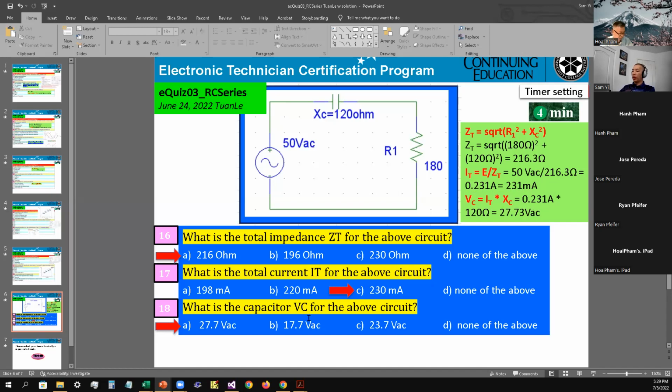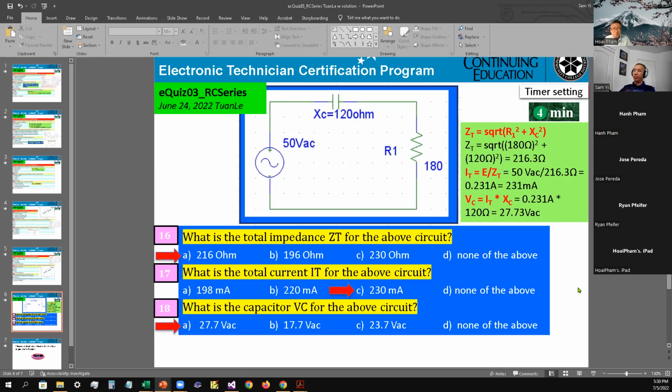Number 18, what is the capacitor voltage VC for the above circuit? Voltage of the capacitor equals IT times XC, so 0.231 amps times 120 ohms. That yields 27.73 VAC. So the answer is A as in apple for number 18.